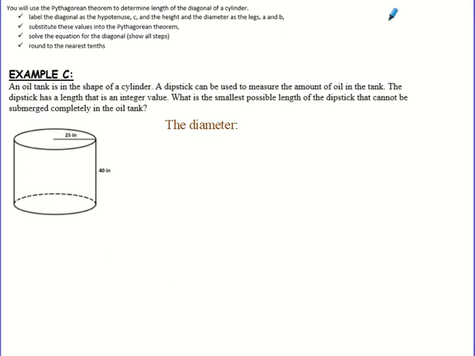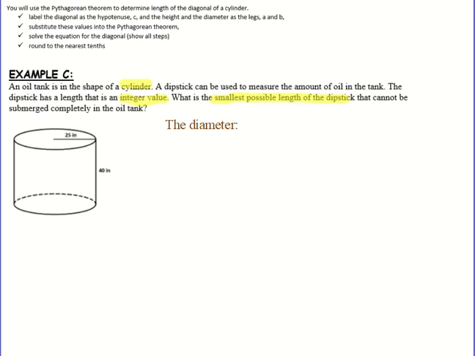So here, a couple things to note. We have the shape of a cylinder, we have an integer value, and they're looking for the smallest possible length of the dipstick that cannot be submerged in the oil tank. So they pretty much want us to find the diagonal length of this tank, but we have to go through and raise it up to the next whole number, an integer.